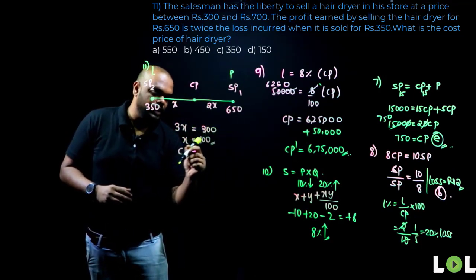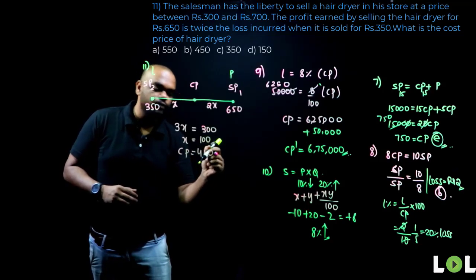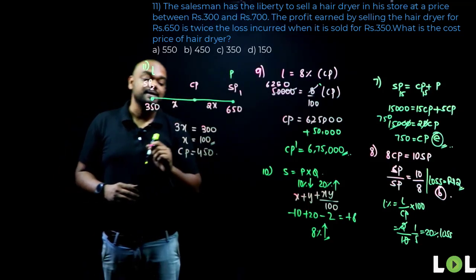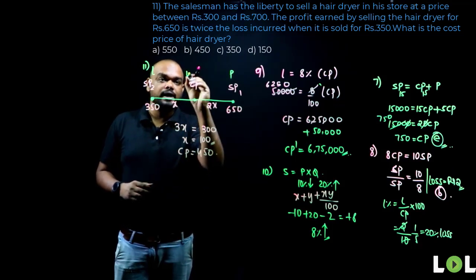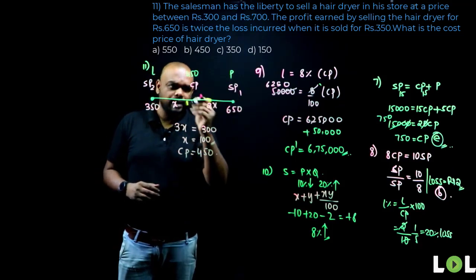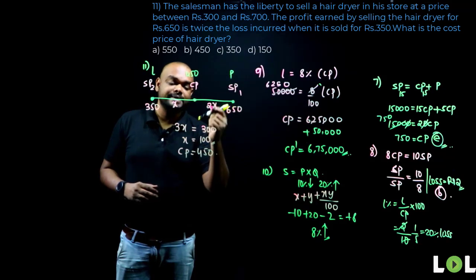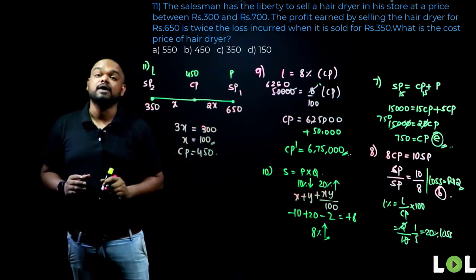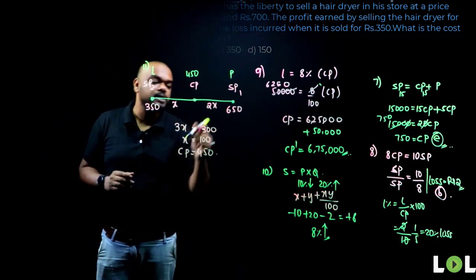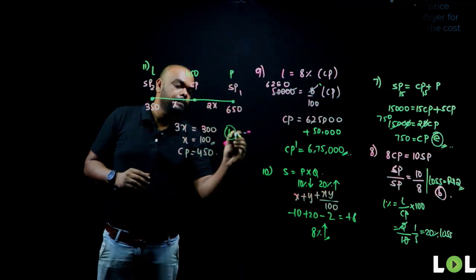Cost price, you must be able to tell it directly. 450. Why? 350 plus x, that is 350 plus 100. That will give us 450 rupees. Or another way, 650 minus 2x. x is 100, 2x will be 200. 650 minus 200 once again gives you 450. That must be our final answer. Do we have the option? Yes, of course. Option number B.